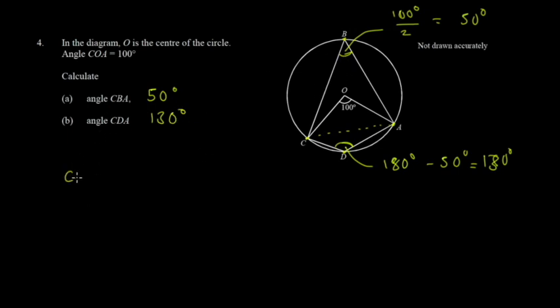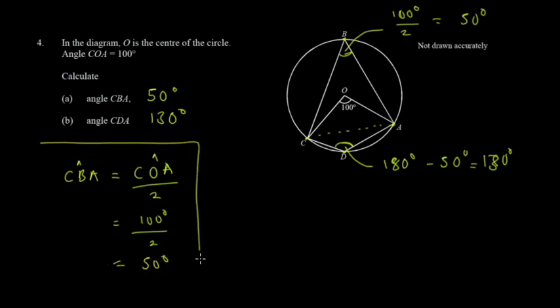So you want angle CBA. If you're asked to show working, you say CBA is equal to angle COA divided by 2. Then you proceed to say 100 degrees divided by 2, then 50 degrees. Okay, this is how you show working. And for the second one, CDA, you say complementary angles of a cyclic quad.